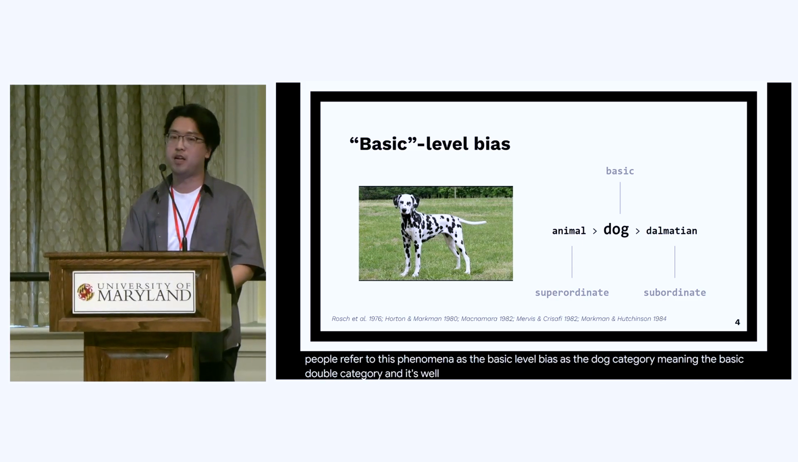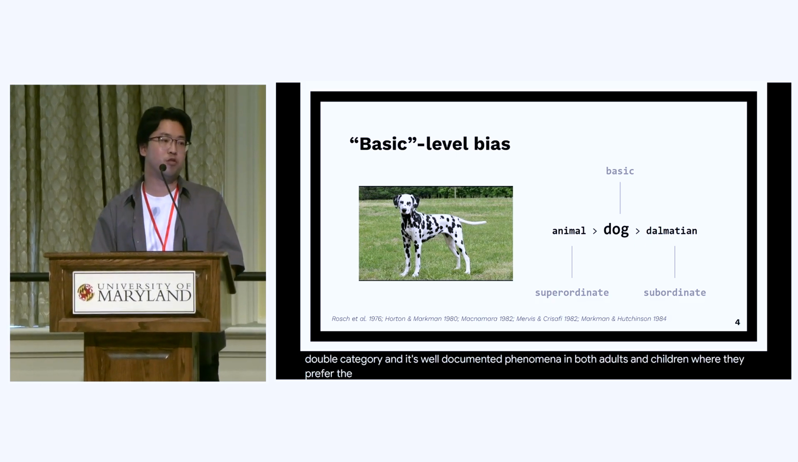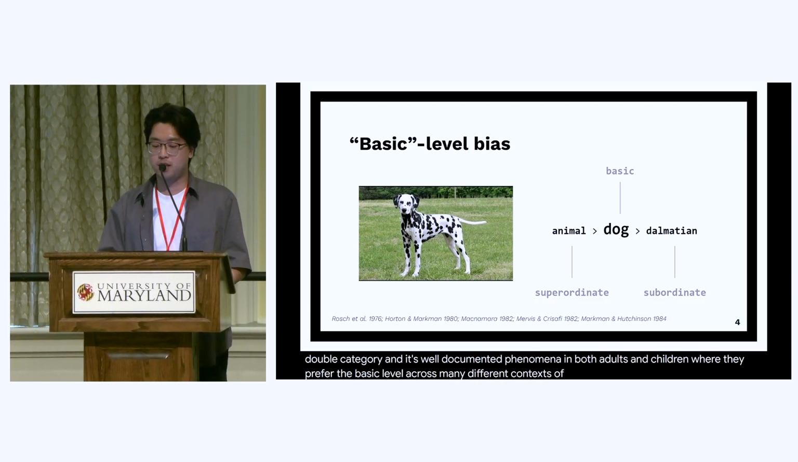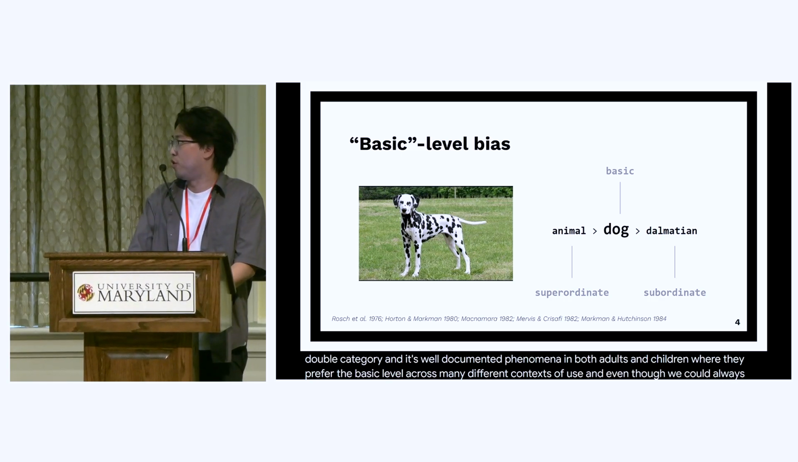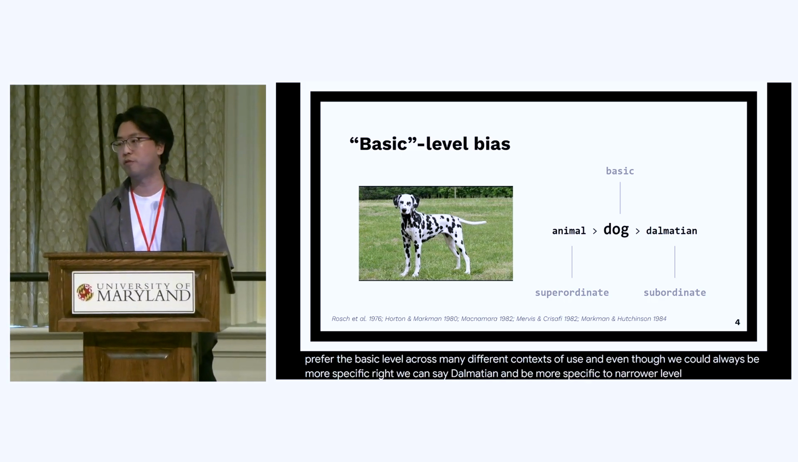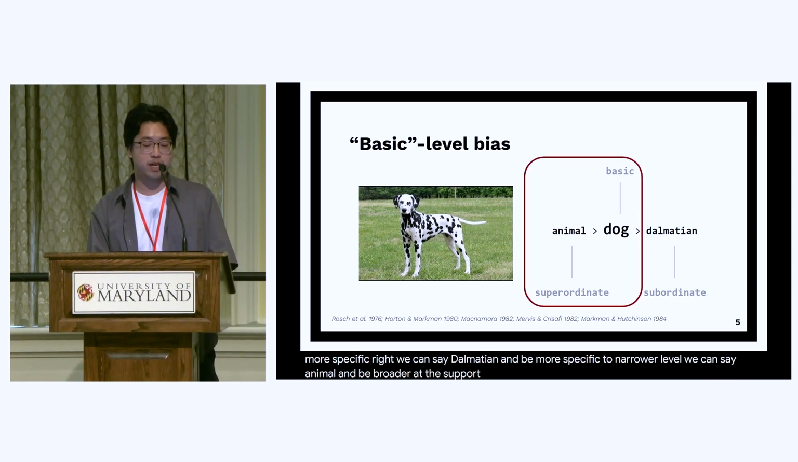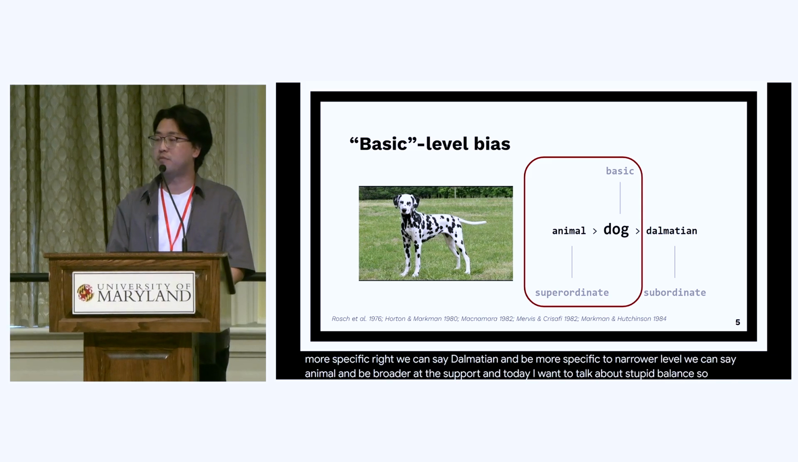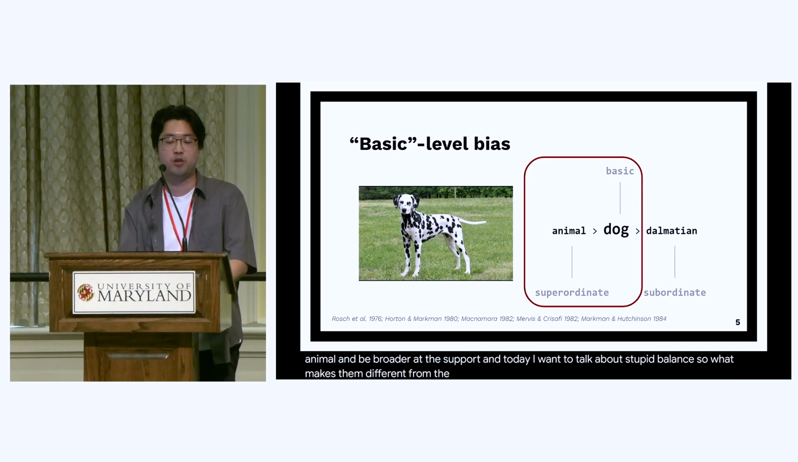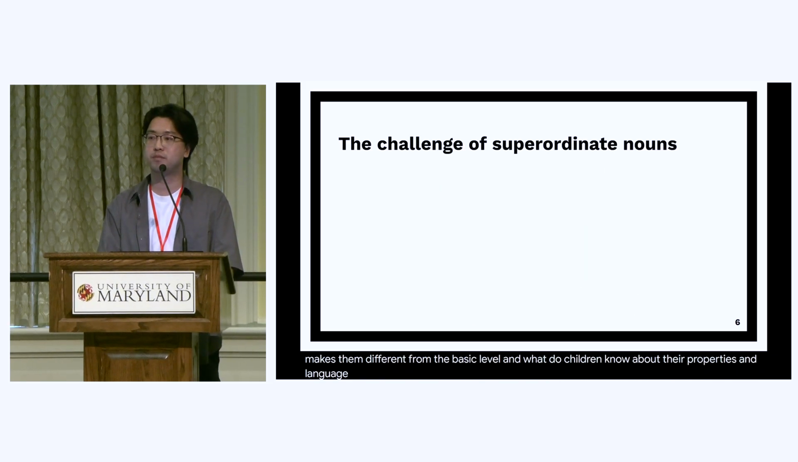And it's a well-documented phenomenon in both adults and children, where they prefer the basic level across many different contexts of use. And even though we could always be more specific, right? We can say Dalmatian and be more specific at the narrower level. We can say animal and be broader at the superordinate level. And today I want to talk about superordinate nouns. So what makes them different from the basic level, and what do children know about their properties in language?